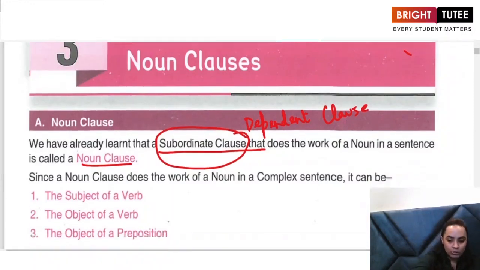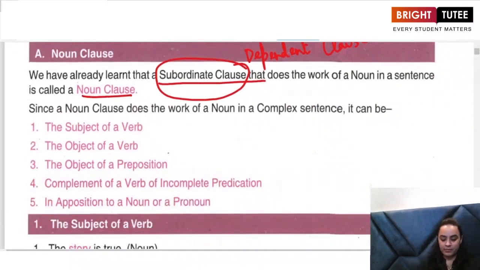Now, a noun clause is always found in a complex sentence. Obviously, because in a compound sentence, we have only independent clauses. We have a subordinate clause or a dependent clause only in the case of a complex sentence. So this is for sure, that we shall be able to find a noun clause only in a complex sentence. So what are the different noun clauses that can be found in a complex sentence?